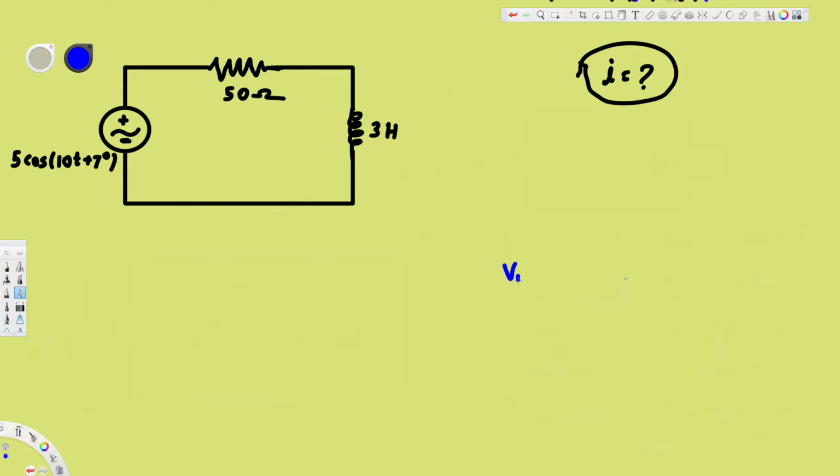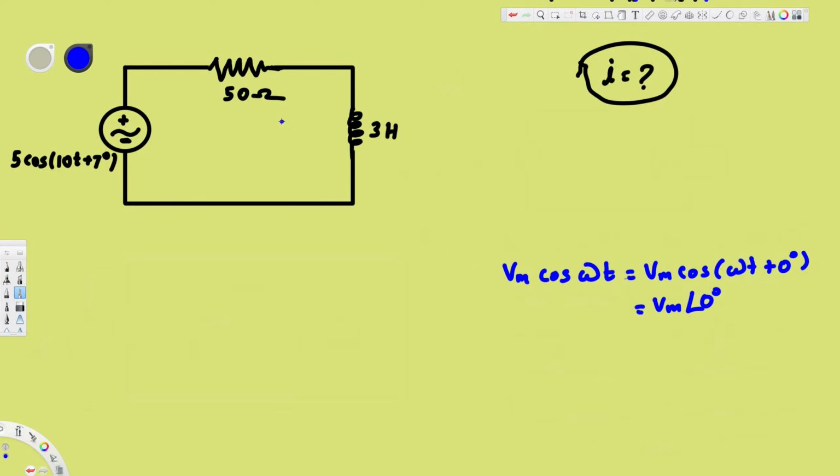Let's say we have Vm cos omega t, and if we convert this into phasor, we have to have an angle. When we don't have the angle given, this is just 0 degree, right? So we have Vm cos omega t plus 0 degree, and when we convert this into phasor, it becomes Vm with the angle 0 degree. Okay, and this is the first thing.